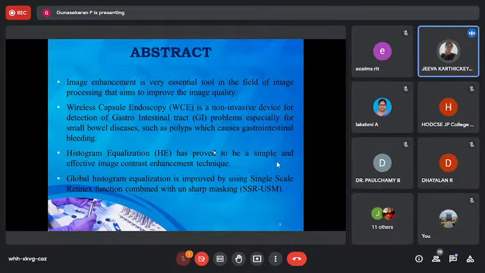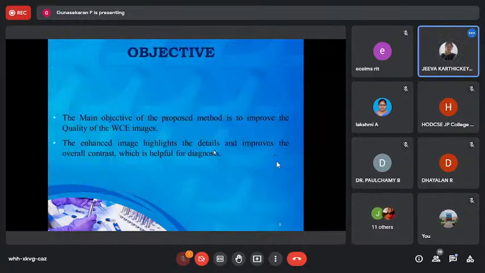Histogram equalization is a simple and effective image contrast enhancement method. But here we use global histogram equalization with the help of the single-scale Retinex algorithm with the unsharp masking technique. The main objective of this proposed method is to improve the quality of wireless capsule endoscopy images. This enhanced image is very helpful to highlight the details and improve the overall contrast of the images, which is helpful for medical diagnosis purposes. That is the main objective of this proposed method.